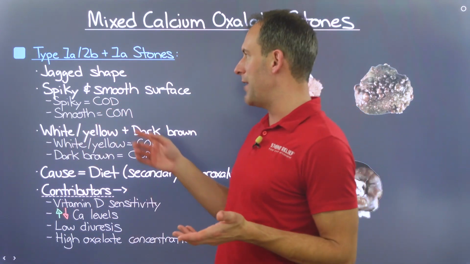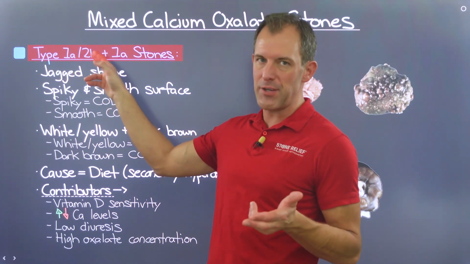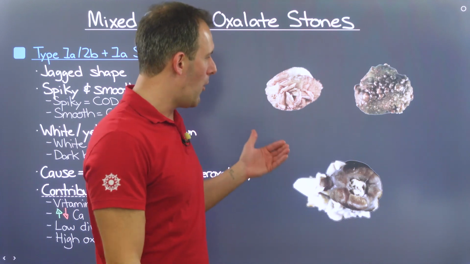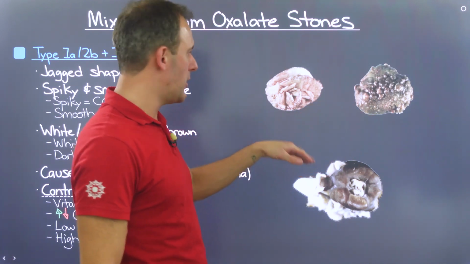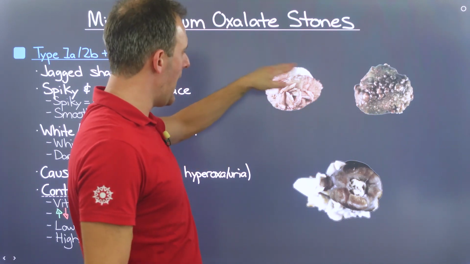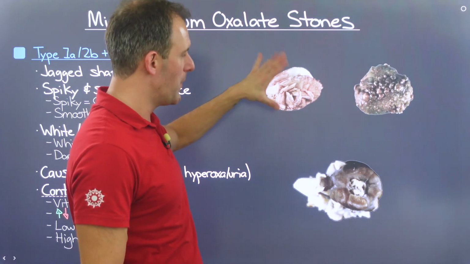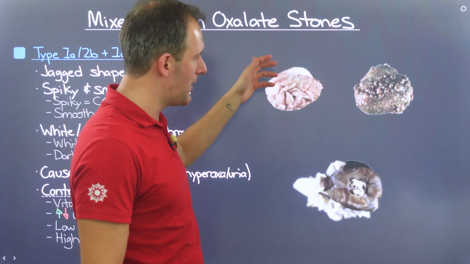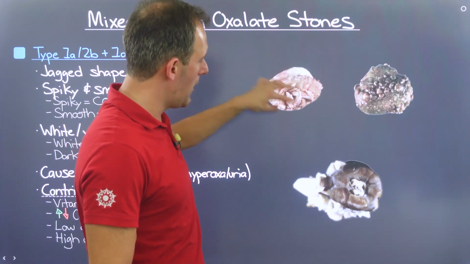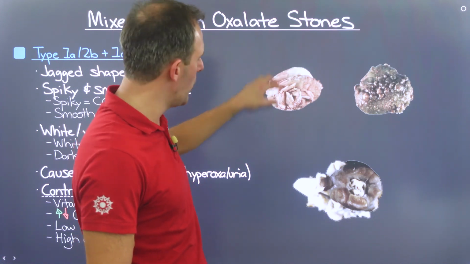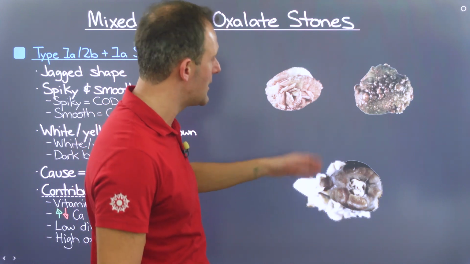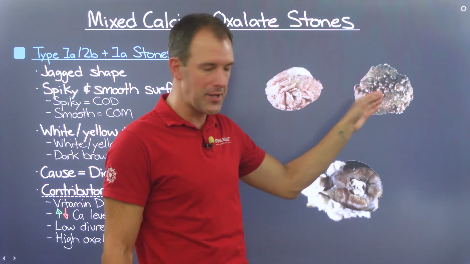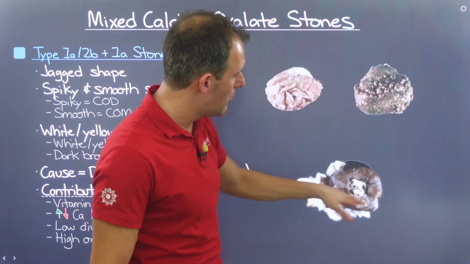So the technical classification for this is a type 1A/2B and a 1A surface. Now, I haven't included that 1A stone in here twice, but really this 1A and the 2B type of stone are relatively similar in shape. They have different drivers behind them, but this is going to be the surface contributor, if you will. You can see the spiky nature to this. And this is going to be more of the interior contributor, which is the monohydrate type of stone. And that is what you see right here.